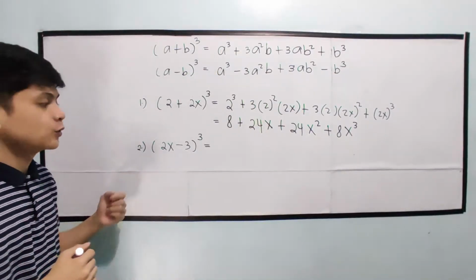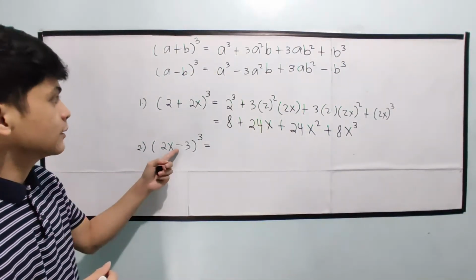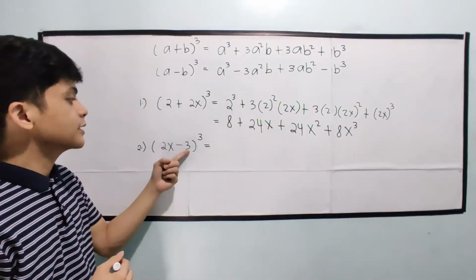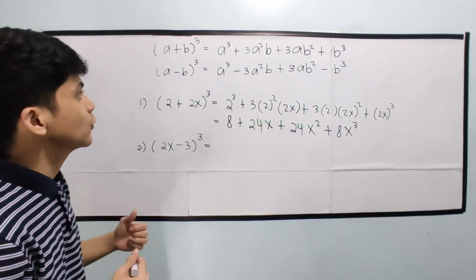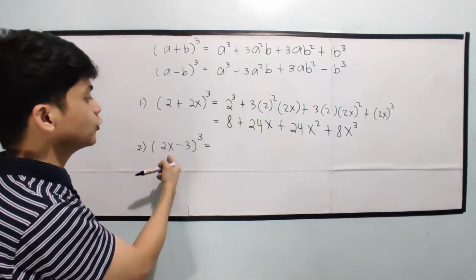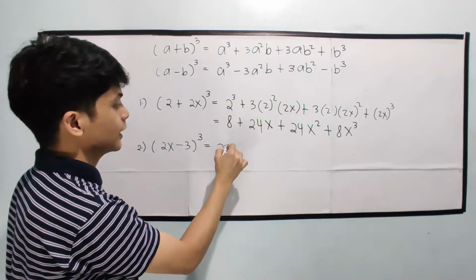For number 2. So, dito, naka-minus naman siya. So, ito naman yung gamitin nating formula. First term natin is 2x, second term is 3. So, gamitin natin yung formula. First is cube the first term. So, cube natin yung first term.